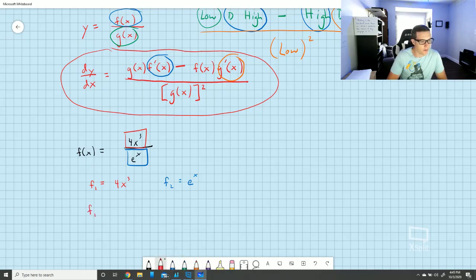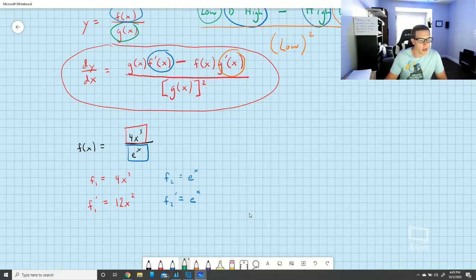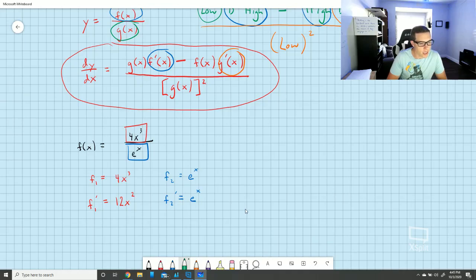The derivative of the top function looks like a little power rule, so 12x squared. The derivative of the second function is on the derivative rule sheet. e to the x, its derivative is e to the x. So now we put them together using the formula. And it says low d high. So the low one times the derivative of the high one. Low d high.